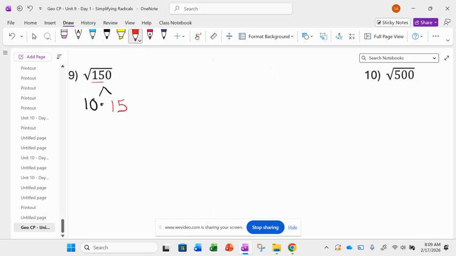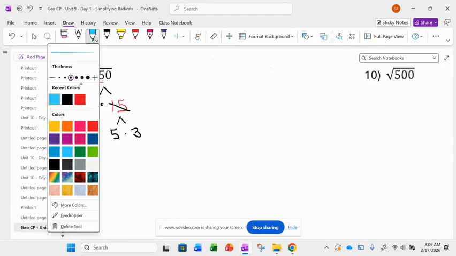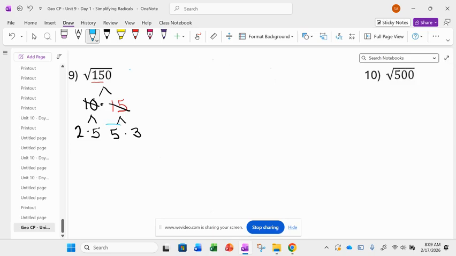Any pairs right now? No, but can I keep breaking things down? Yeah. So then I'm going to break down the 10. What multiplies to 10? 2 and 5, right? And then I'm going to break down the 15. What multiplies to 15? Good. 5 and 3. Now, I see a pair of 5s. It is okay that they're coming from different branches. I can still circle them.